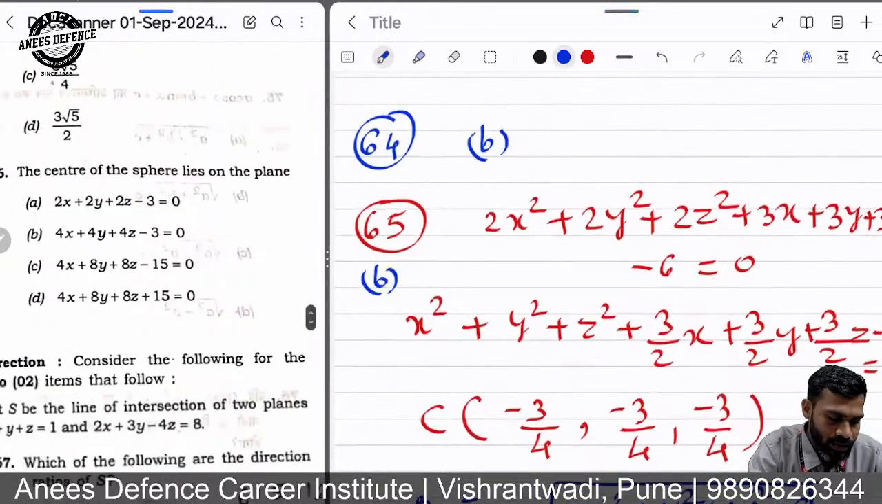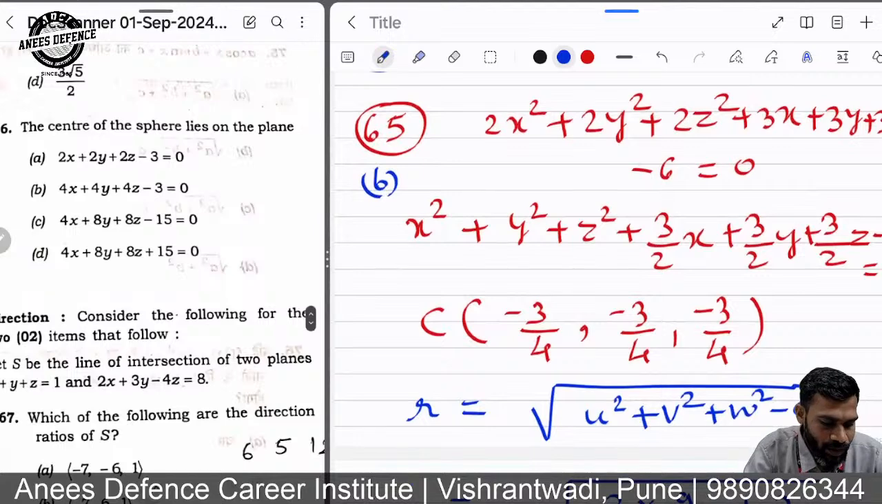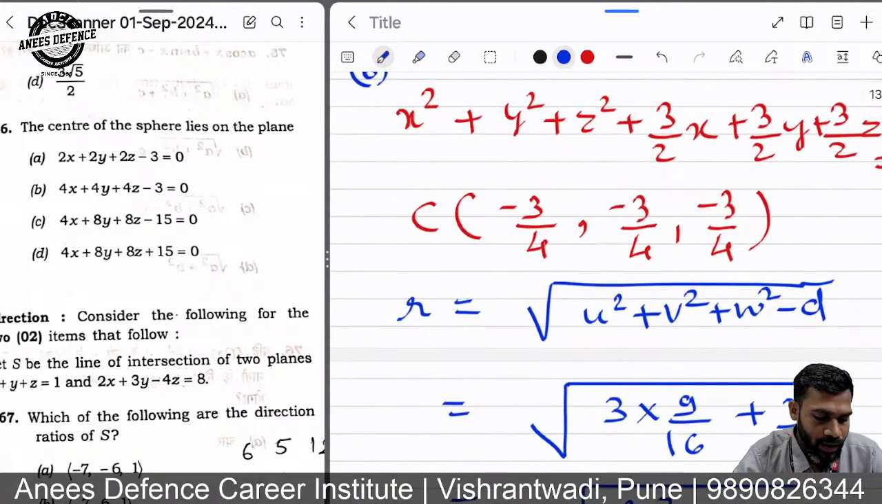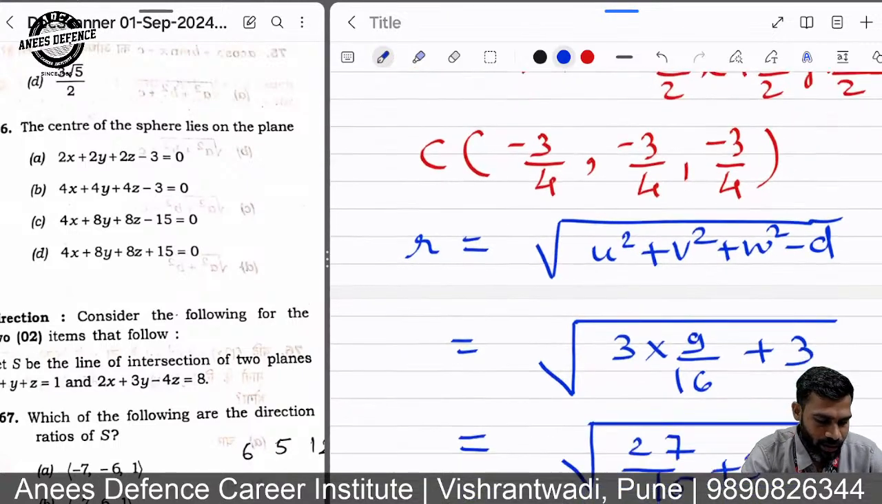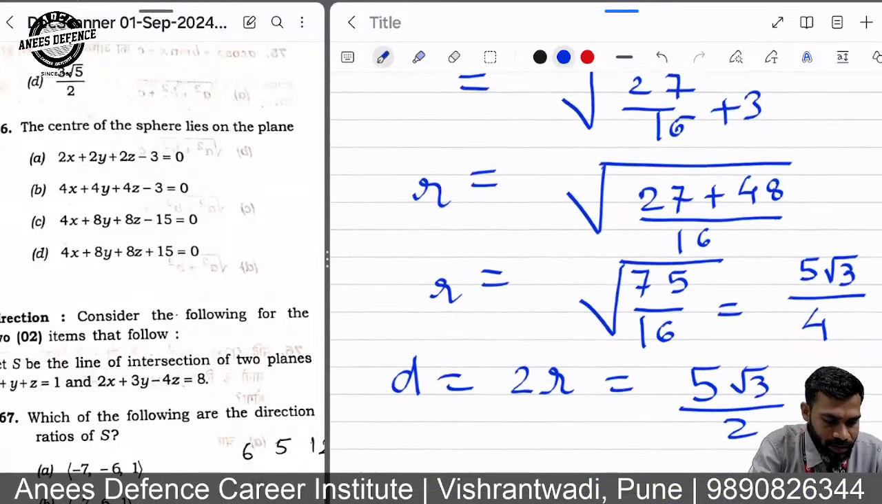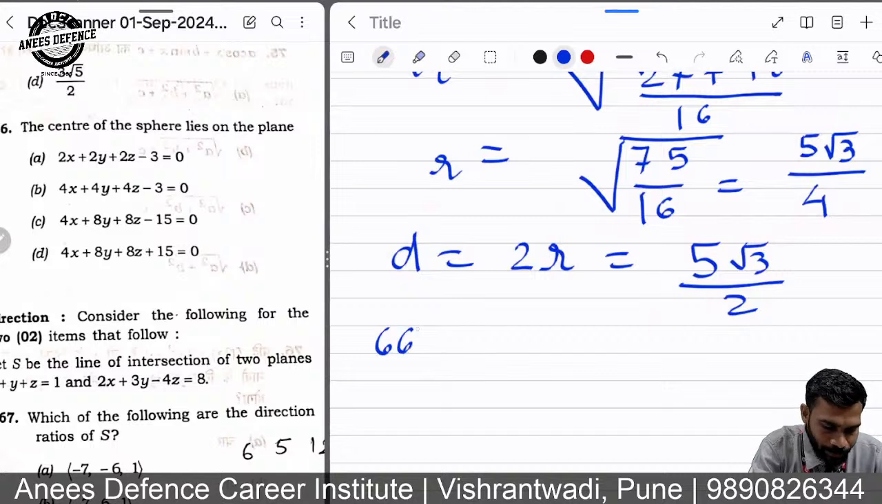Okay, next 66. Center of the sphere lies on the plane. What you have to do, since we have got the coordinates of the center, you need to check which one satisfies the given plane, right? So option will be D. If you check, D will be satisfied. So question number 66, directly we can satisfy the options, right? So D is the right answer.